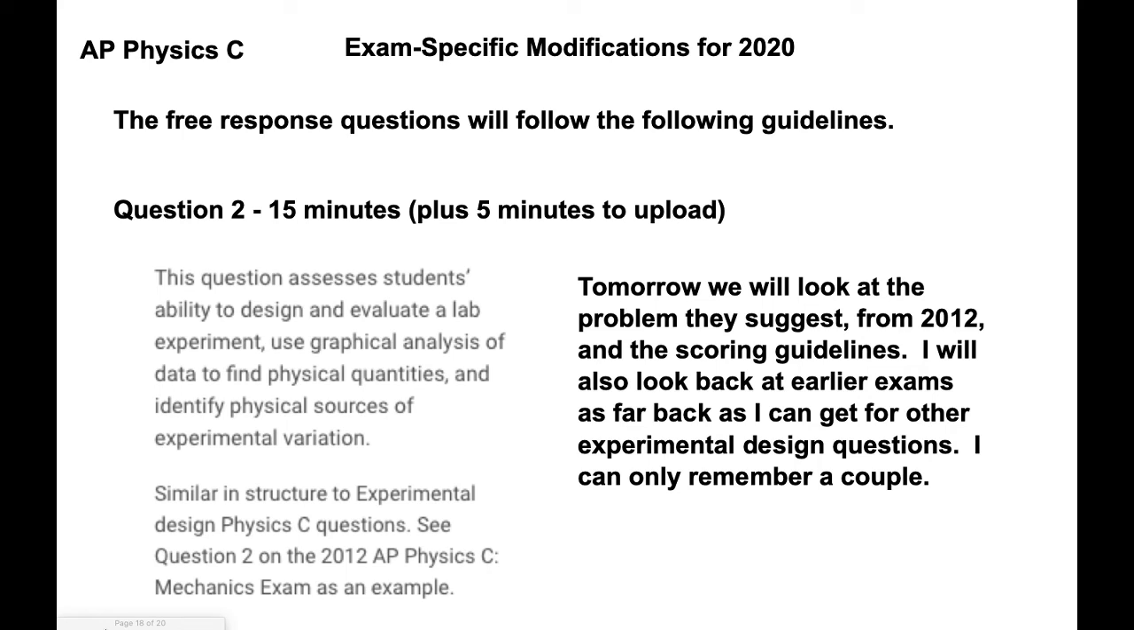Tomorrow we're going to look at the problem they suggest from 2012. We'll look at the scoring guidelines and the sample responses and so on. I'm also going to go back through earlier exams as far back as I can get for other experimental design questions. I can remember a couple over the years, but not many.